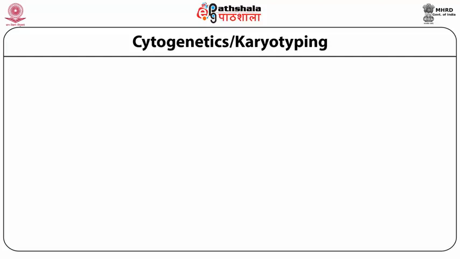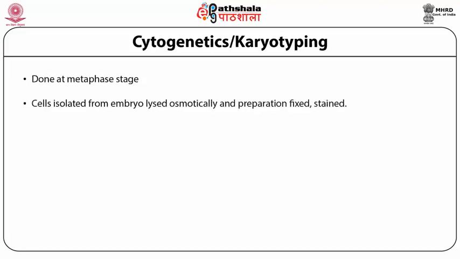Karyotyping of the cells extracted from the embryo serves as a traditional method of determining the sex of the embryo. Karyotyping is done at the metaphase stage. Cells which are isolated from the embryo are lysed osmotically, and preparation is done after fixing and the slide is stained. On the basis of the difference in X and Y chromosomes, the banding pattern can be observed, and it can be ascertained whether the embryo is male or female.